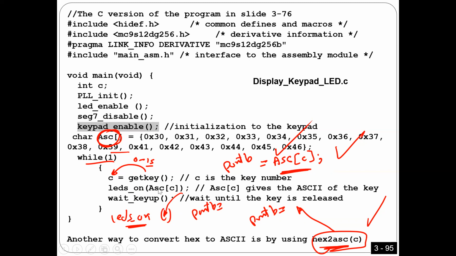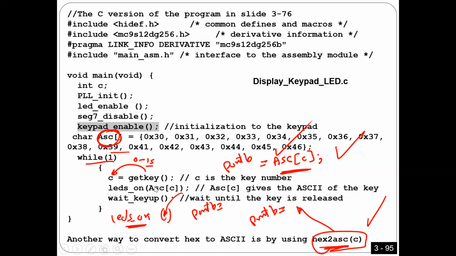So that's what I did here, guys. Let me say it again. Number one, I'm going to call get key. Get key is going to give me a number from 0 to 15. Number two, I'm going to convert this number to ASCII by getting the value in the location of C. If C is 0, I'm going to get this one. If C is 1, I'm going to get this one, and so on. And then this number, I'm going to send it to this function.